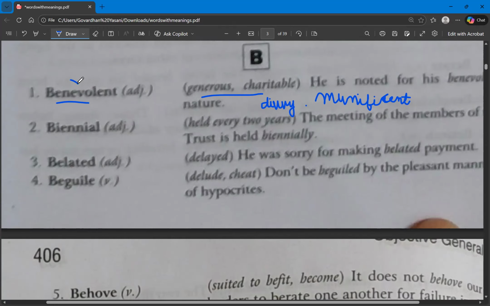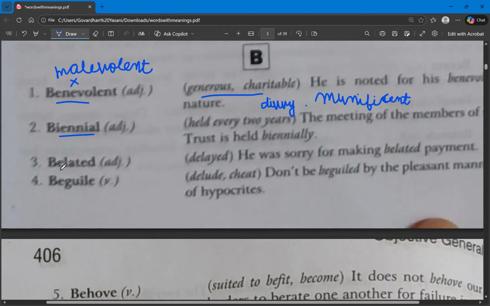The opposite of benevolent is malevolent. It means something that is harmful, in a malicious way. The next one is biennial. Something that is held every 2 years is called biennial. So biennial exercise means the exercise is held every 2 years.